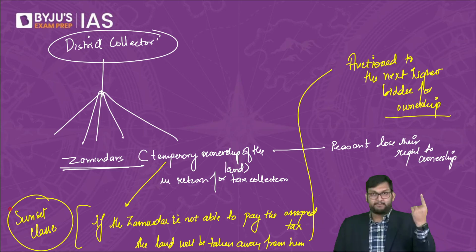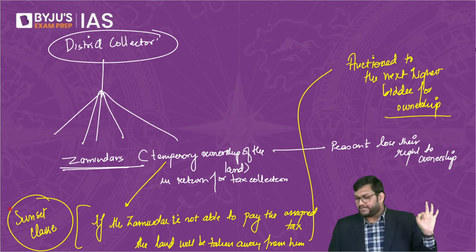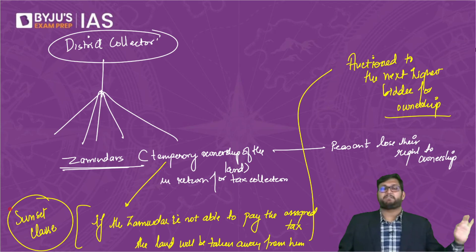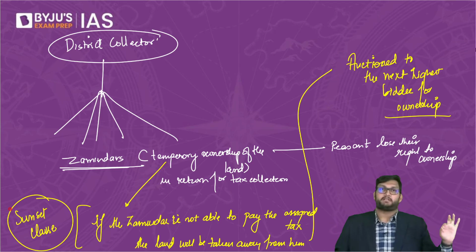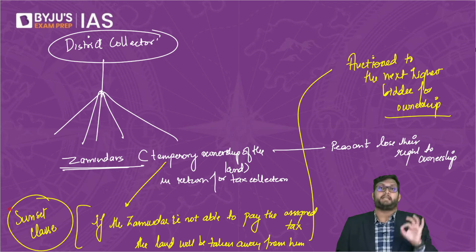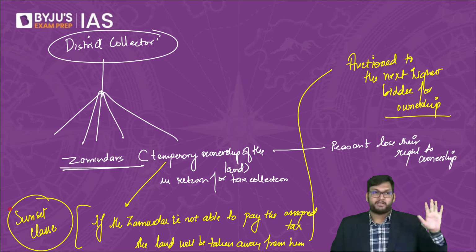So the basic point is the Zamindar is chosen as the one to collect taxes. Temporary right of ownership is given. The district collector will ask the zamindar to pay a tax on a certain date. If you don't pay it, the land ownership will be taken away. Therefore, in the whole system, there's an illusion of private property, but the ultimate owner is still the district collector.